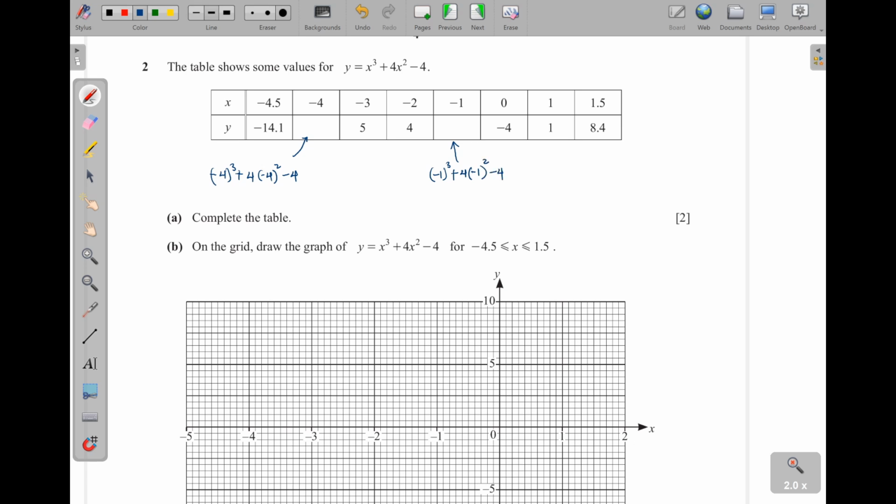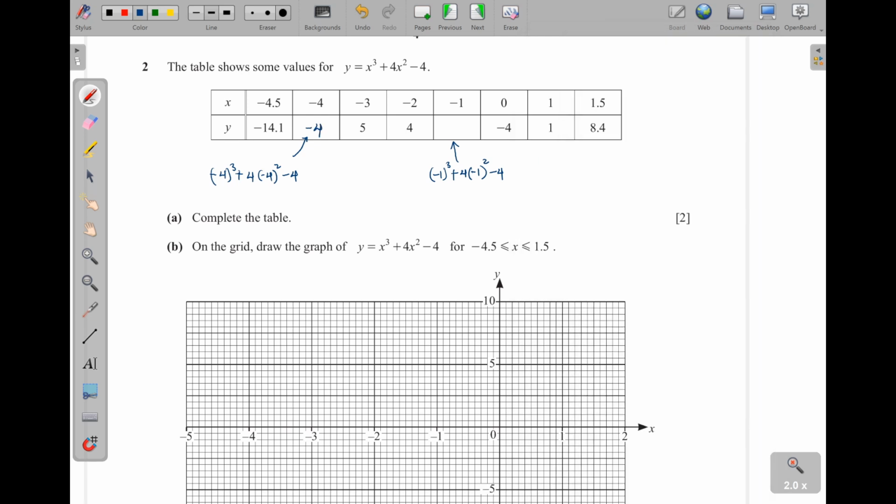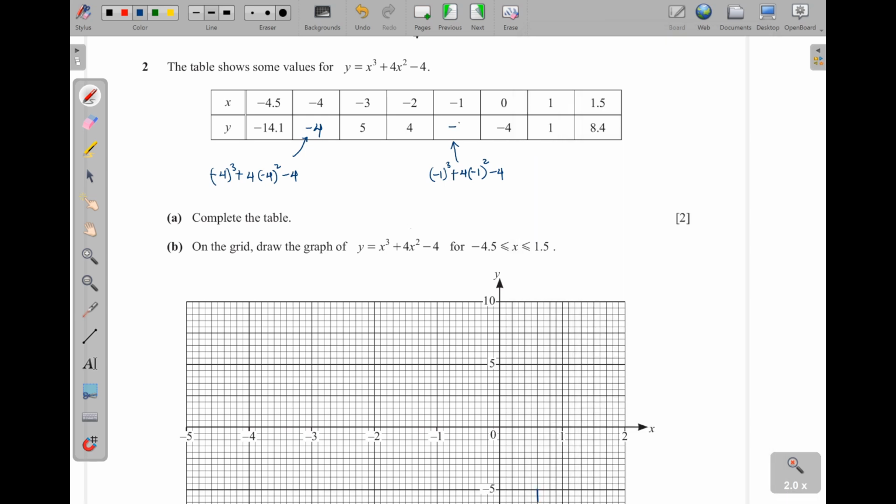They are only those two. So I'll put the brackets, then put negative 4 cubed, plus 4 into negative 4 squared, and then minus 4. So this one gives us negative 4. So I'll put negative 4 here. Then next, where there is negative 4, I'm going to put negative 1. So replace the 4 with a 1, here also with a 1, and here we get negative 1. So our answer here is negative 1.